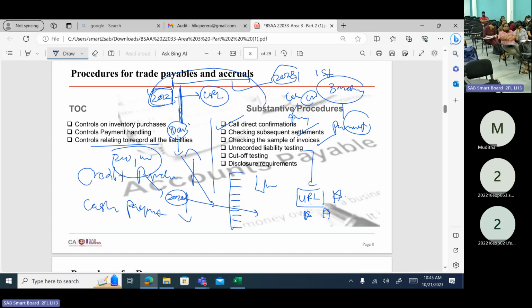So that may be tested like this. In the case study there may be some issues related to that, right? Then you are the audit manager. You are supposed to advise your audit senior how to perform a URL according to the company scenario. That may be the question. So what are the steps you have to solve this? You are auditing 2022. Then select some subsequent audit period, like 2 months or 3 months, up to 1 month. Then get the credit balance of the cash book or bank statement.